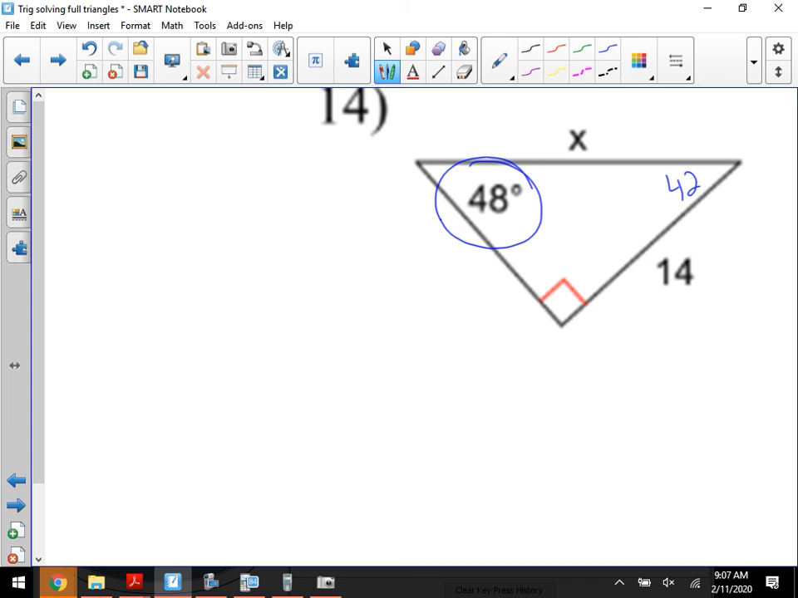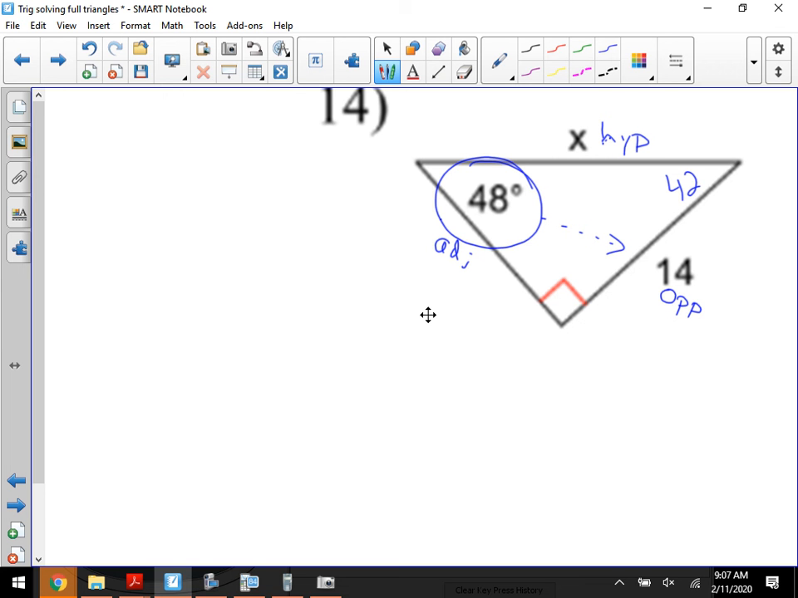I circle my 48. I have my opposite, hypotenuse, and adjacent. At this time it's a little bit easier, because what are the two sides I'm trying to find? The hypotenuse and the adjacent. So what part am I given? I'm given the opposite. So I'm going to use the two trig functions that have the opposite, sine and tangent, to get the hypotenuse and the adjacent. Always take 90 minus whatever your given theta is, and it'll work.